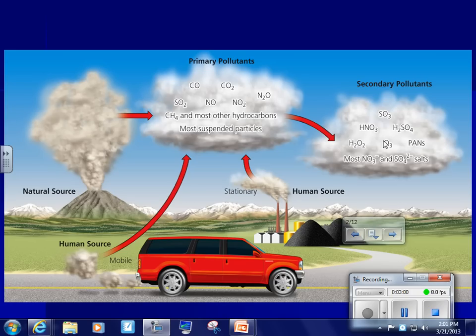Nitrogen oxides, for example, also react with VOCs as well as sunlight in photochemical reactions to produce secondary pollutants like ozone, right? So I think it would be really helpful for you to study this slide and classify these various types of pollutants based on whether they're primary or secondary.